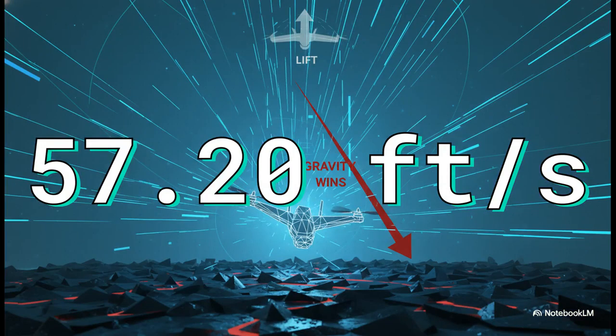But contrast that cruise speed with this one, 57.20 feet per second. This is the stall speed. It is the absolute floor of our flight envelope. If the drone drops below 57.20 feet per second, the wings simply cannot generate enough lift for the vehicle and the payload, and gravity wins. Engineers purposefully shaped the wing's curve to keep this stall speed far below the 81 foot per second cruise speed, giving the drone a really nice, wide, and safe operating window.